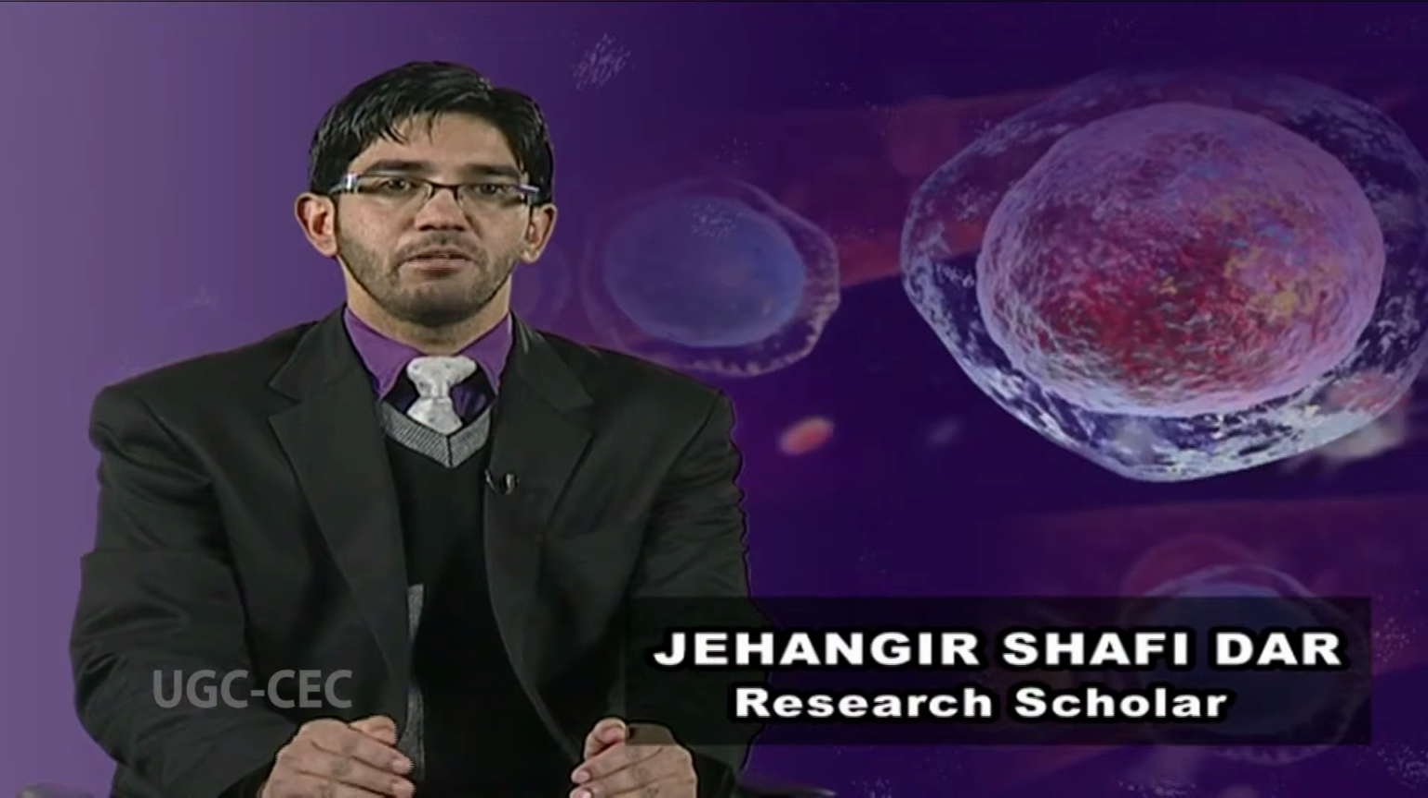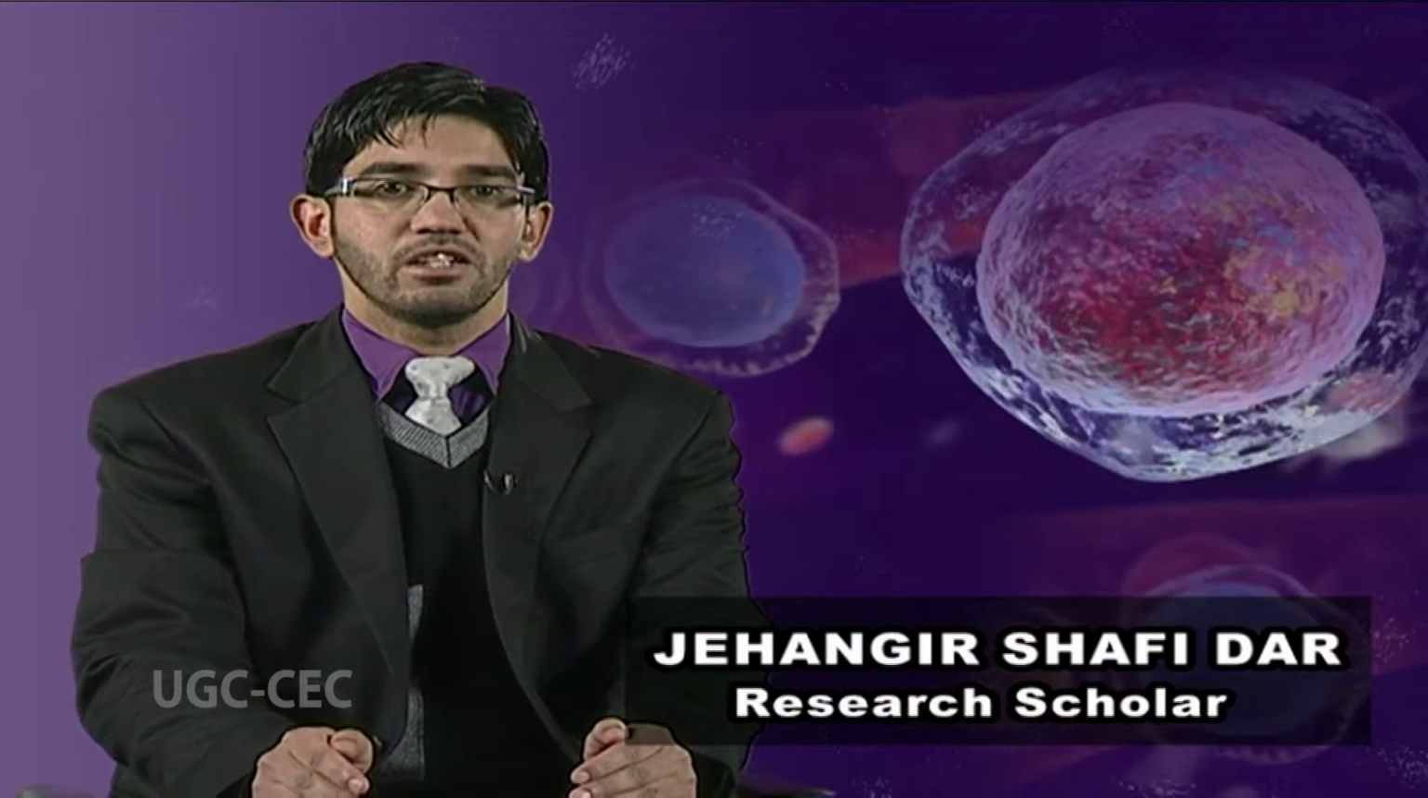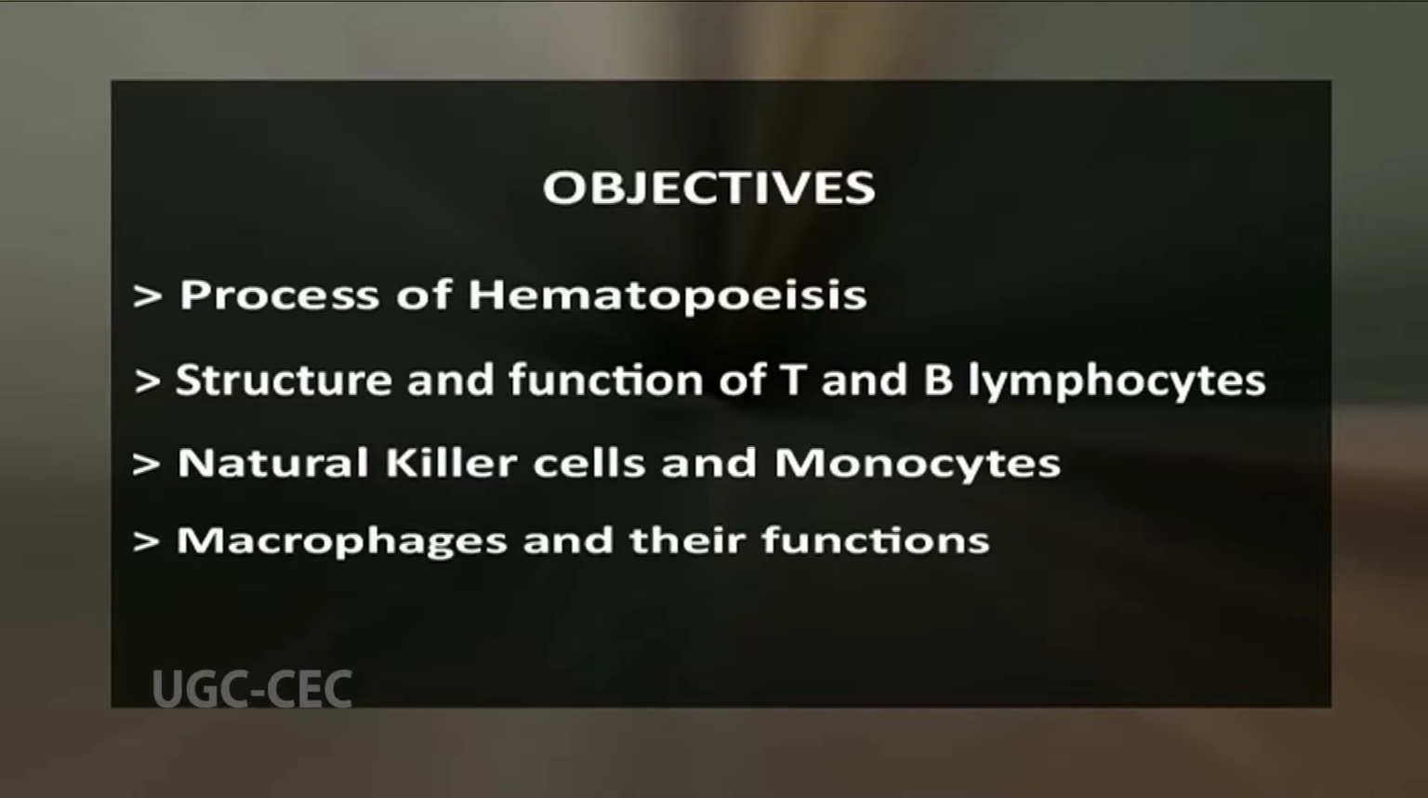Today I am going to deliver a lecture on hematopoiesis, T and B lymphocytes, natural killer cells, monocytes and macrophages. Let's first try to have a look at the main objectives of today's deliberation. To give a general and thorough idea about the process of hematopoiesis, explaining in detail the structure, functions and types of T lymphocytes, to discuss in detail the structure and functions of B lymphocytes, to give a general idea about natural killer cells and monocytes, finally discussing in detail about macrophages and their functions.